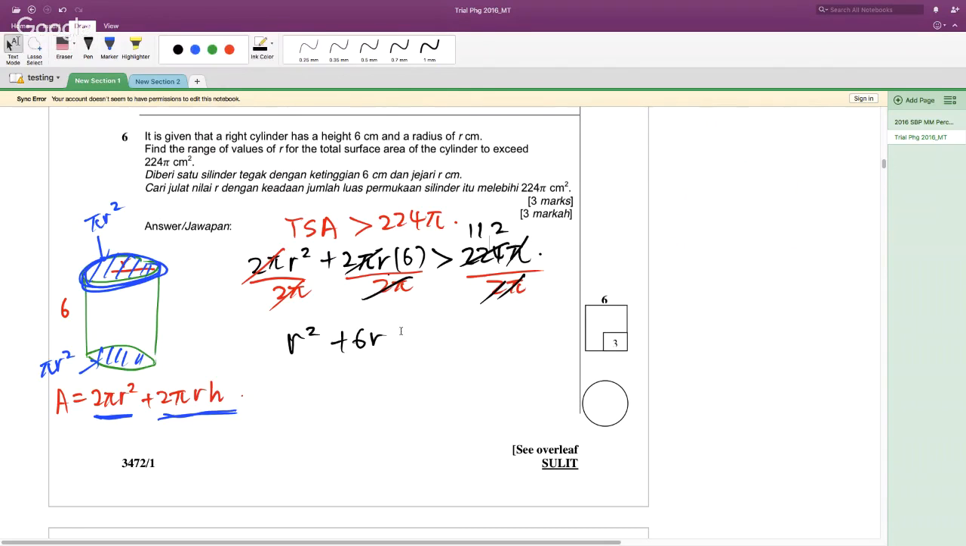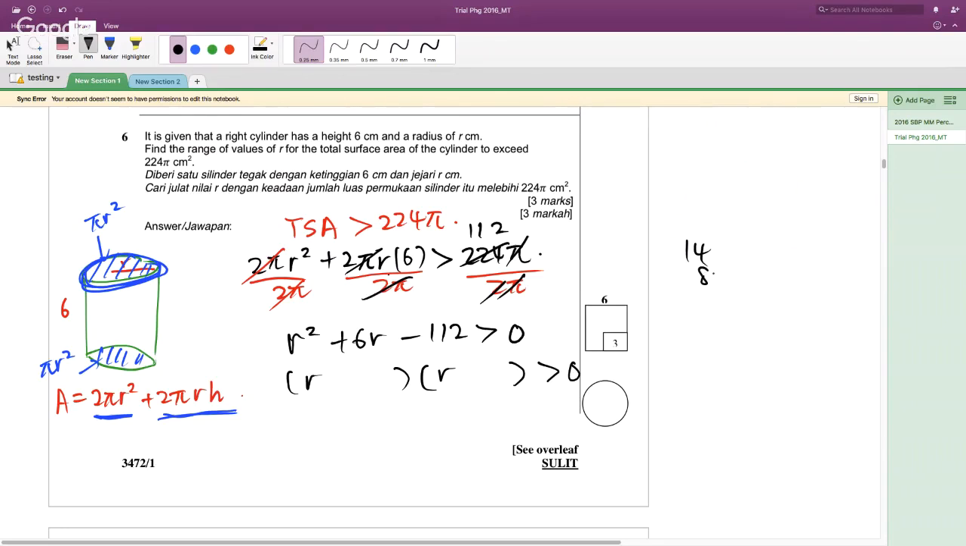So I just move it to the other side: r square plus 6r minus 112 is bigger than 0. And then I'm trying to factorize this one. So this should be r, and 112 should have something to do with 14 and 8.